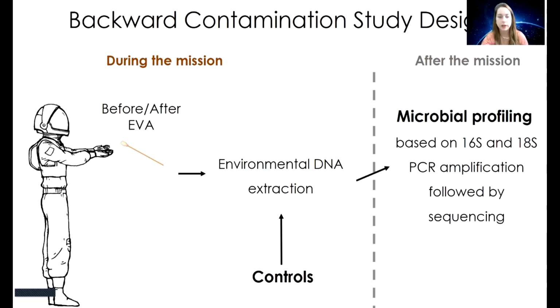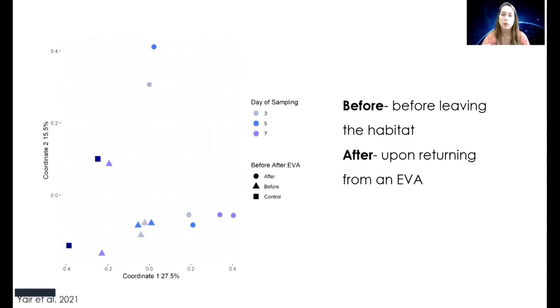The second sampling took place immediately upon the astronaut returning to the habitat. Both samples were extracted and treated as I previously described. We analyzed the glove samples in a similar way to the soil samples to study the population composition of each sample.